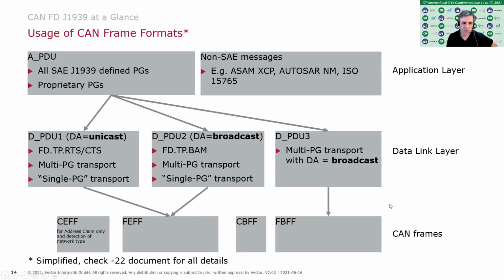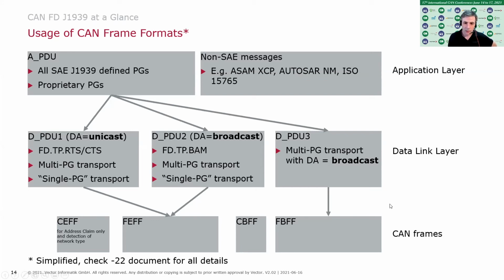There's another term called single parameter group transport. This is only for very few dedicated cases, for network management and so on. So those are exceptions, and they are also only available for DPDU1 and DPDU2. So you have to support DPDU1 and 2, and as an option, and maybe improvement, you can also support DPDU3.